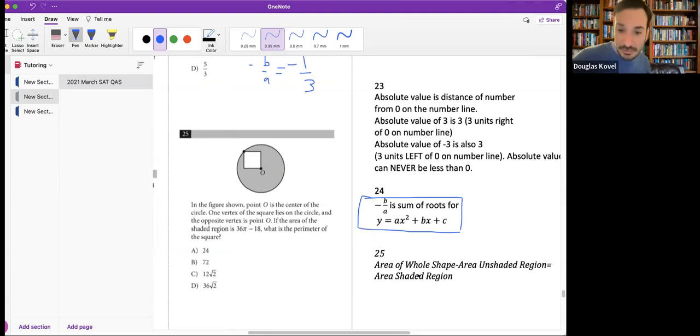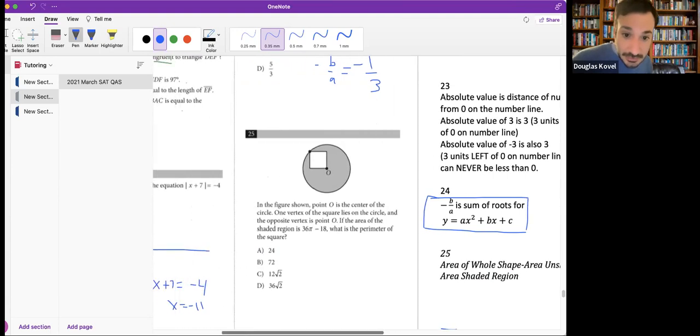And the same thing would be true the other way around. The area of the whole shape minus the area of the shaded region would be equal to the area of the unshaded region. All right, so let's read this question. In the figure shown, point O is the center of the circle. One vertex of the square lies on the circle, and the opposite vertex is point O. If the area of the shaded region is 36 pi minus 18, they want to know the perimeter of the square.